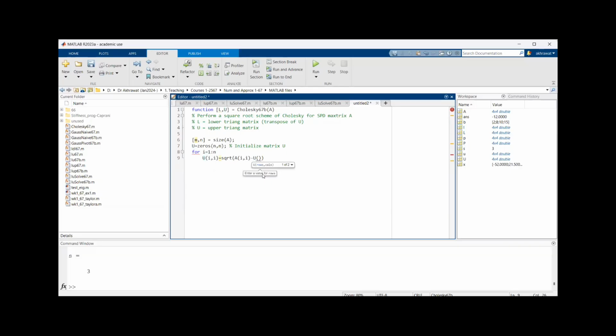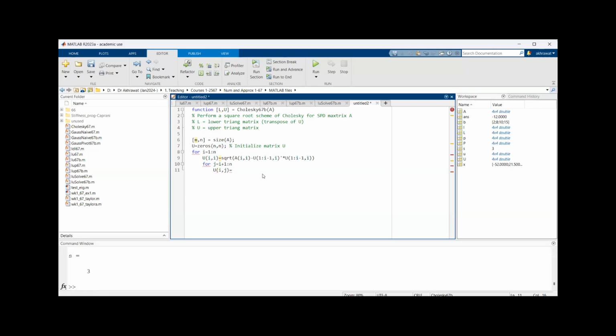Our row vector is U from 1 to I minus 1, transpose, multiplied with U for I. Okay, this is U_II, and then we have the for loop J, the second index from I plus 1 up to N, for U_IJ.